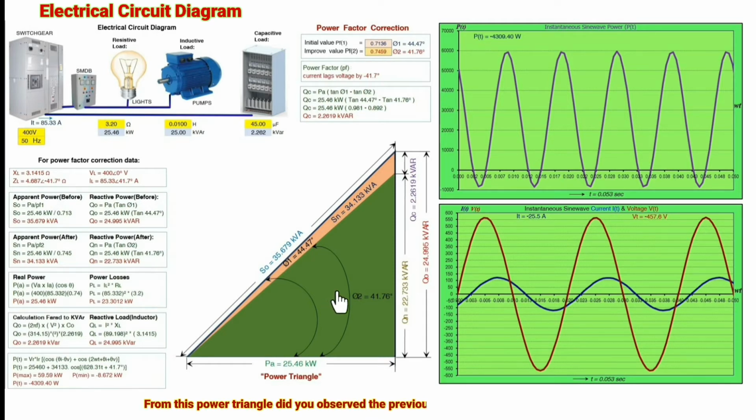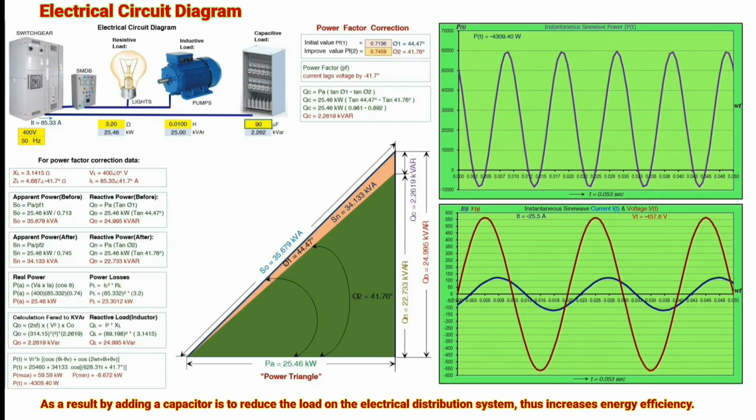From this power triangle, did you observe, the previous apparent power is 35.67 kVA. Now, the apparent power is reduced to 34.13 kVA. As a result, adding a capacitor reduces the load on the electrical distribution system, thus increasing energy efficiency.